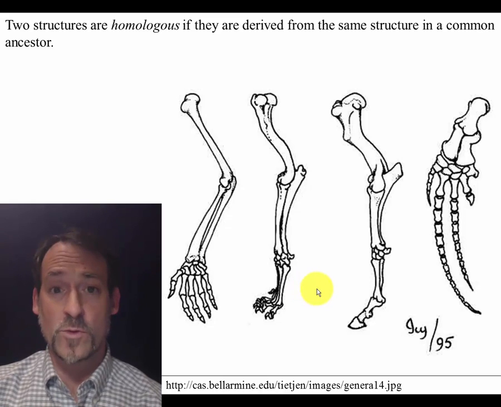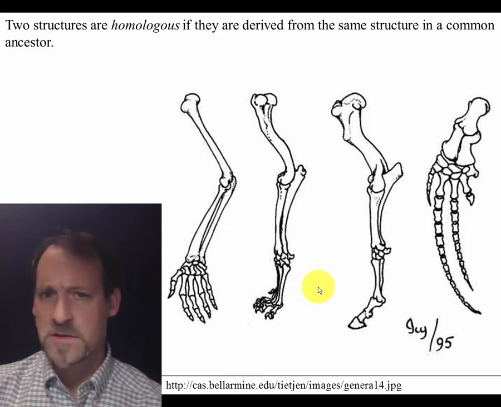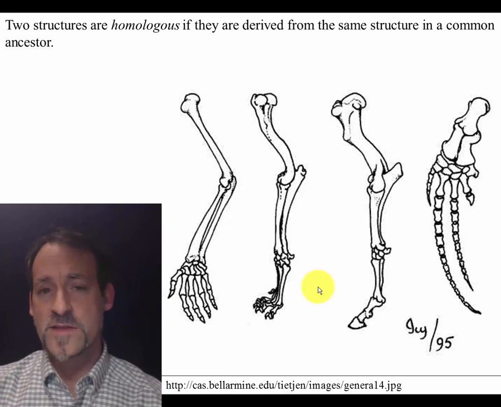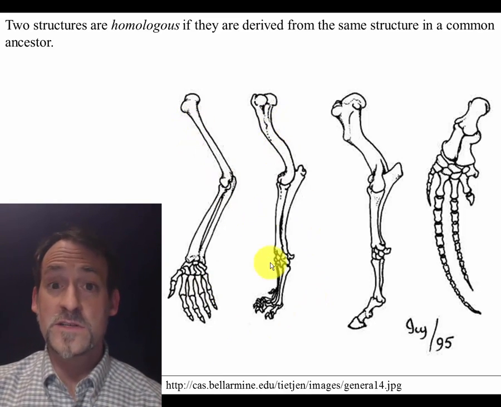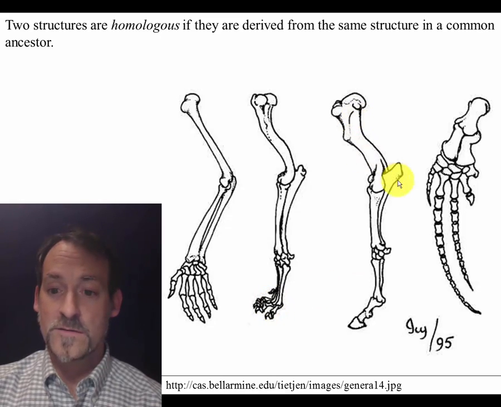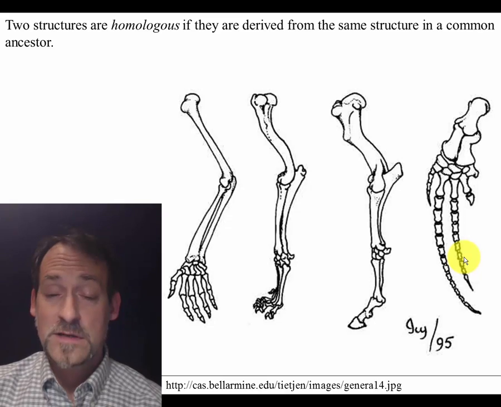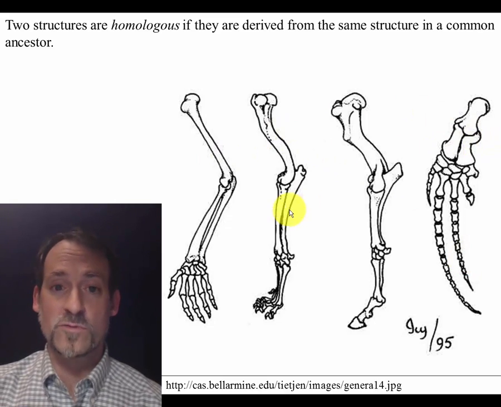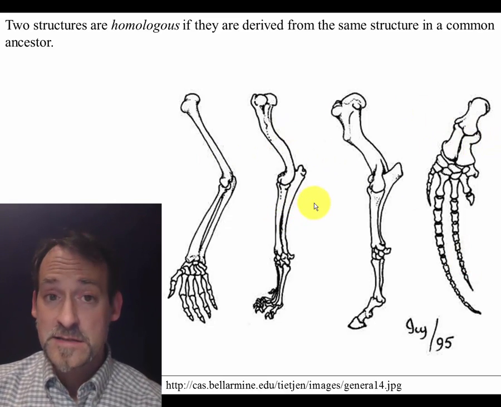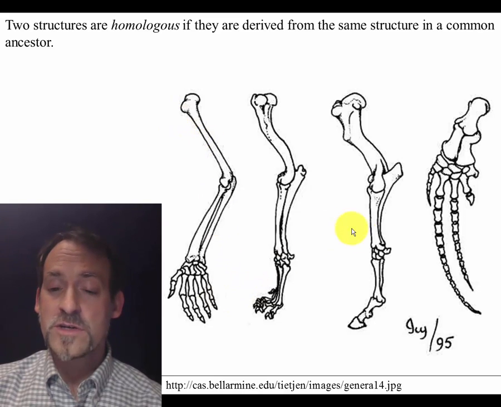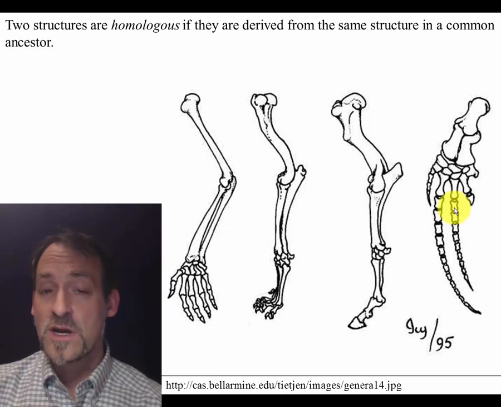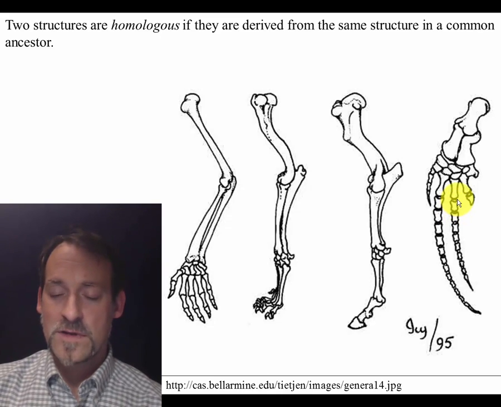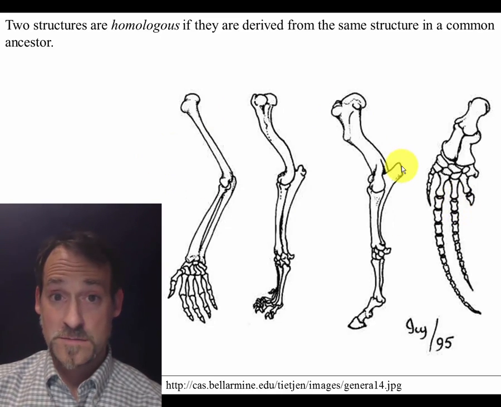And here's an example of homologous structures in vertebrates. This is the vertebrate forelimb. Remarkable diversity of form among vertebrates in the way that their limbs are put together. Here's the human forelimb, here is the front leg of a dog, the front leg of a horse, and the front flipper of a whale. The bone structure has been radically changed, but this structure is derived from the same structure in the common ancestor of all of these mammals.